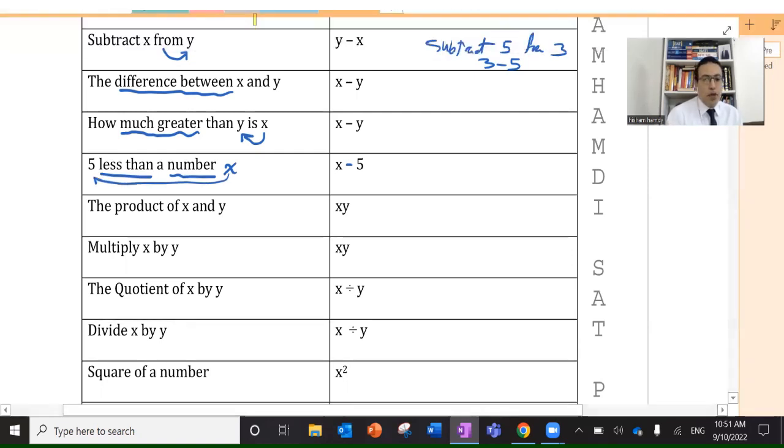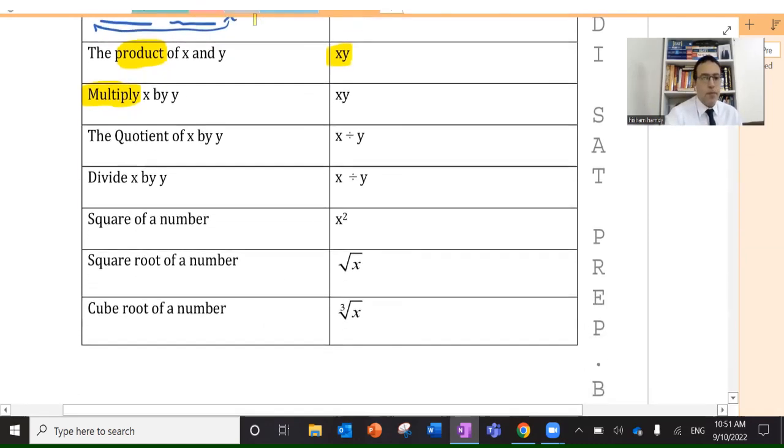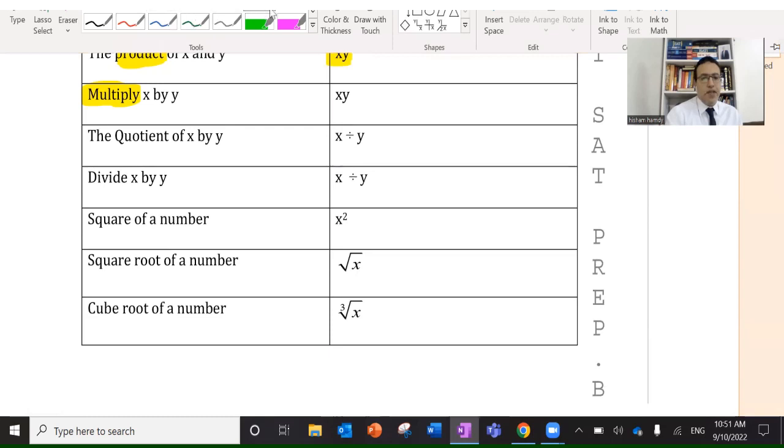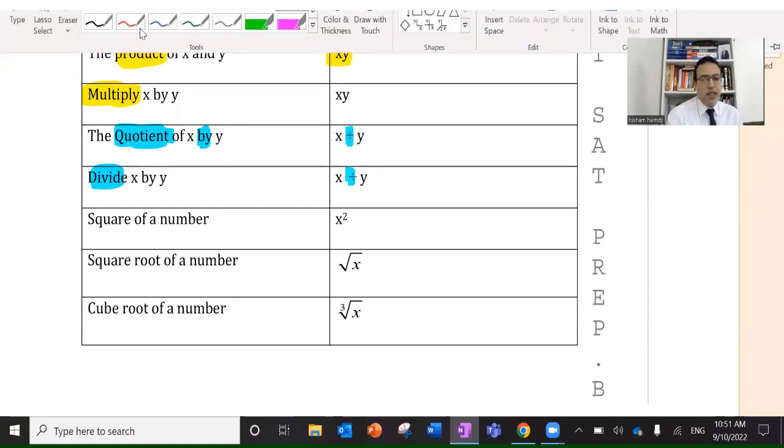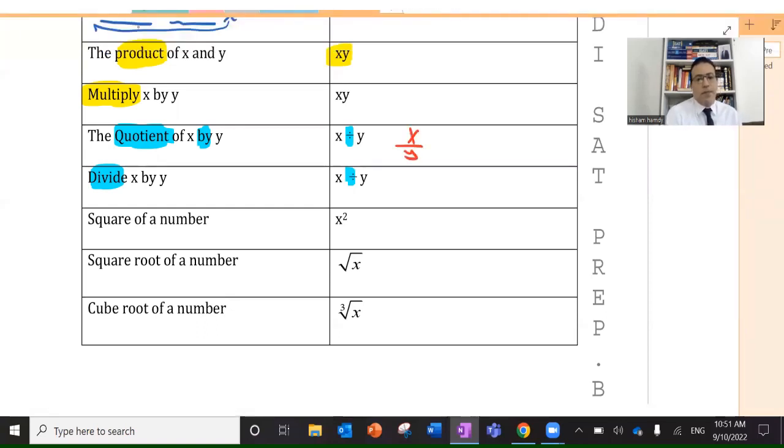The word product is the same as multiply. Product is the answer of the multiplication. We call it product. So x times y or y times x, it's a commutative property. So xy. Quotient is the answer of division. Divide x by y, so it's x divided by y, and we can rewrite it as x over y. So quotient is the same as divide.